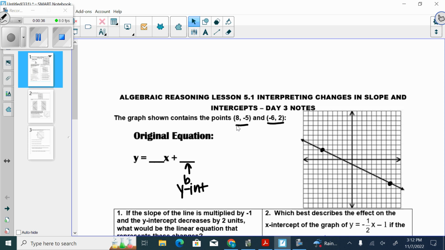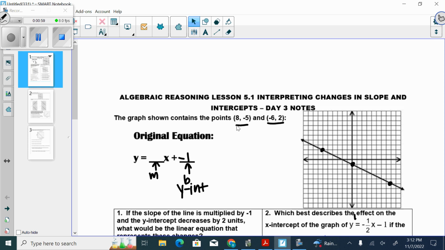So that means where it touches the y-axis. So at what number is my line touching the y-axis? -1, very good. It touches right there at -1. So I put -1 in my blank. Okay? Then this is our m.